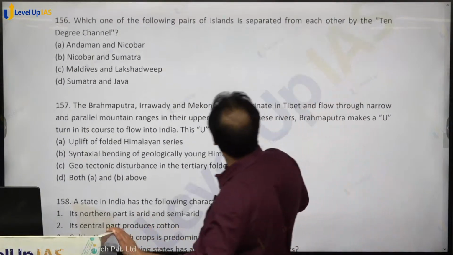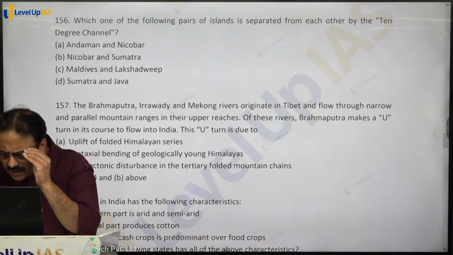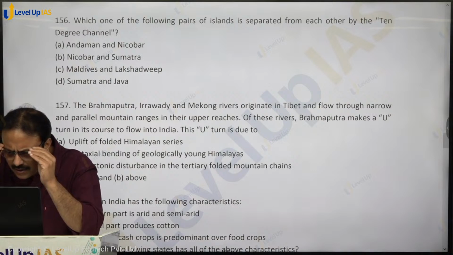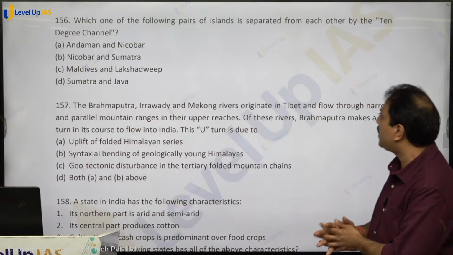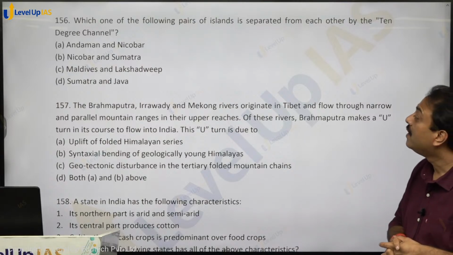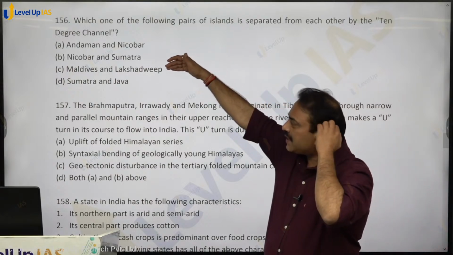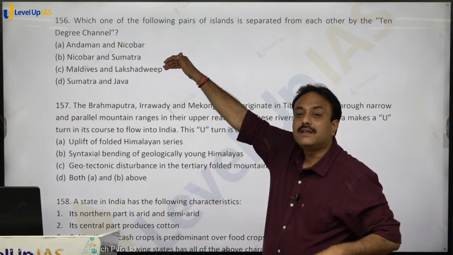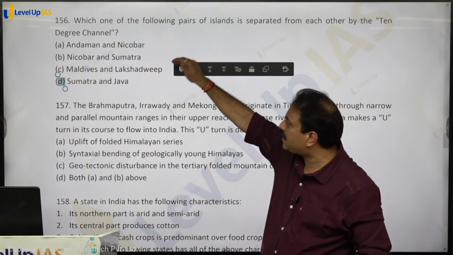Which one of the following pairs of islands is separated from each other by the 10-degree channel? Between Andaman and Nicobar you are having the 10-degree channel. Nicobar and Sumatra, 6-degree channel, Great Channel. Great Nicobar and Sumatra, in between.